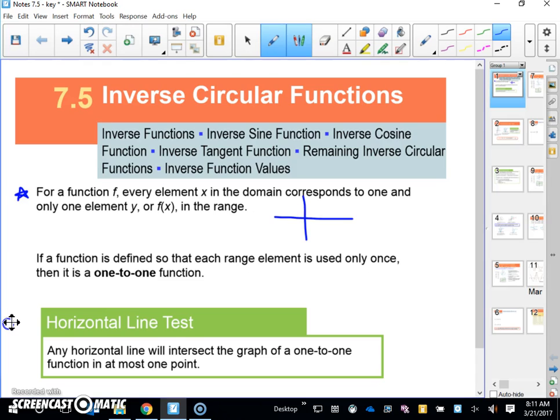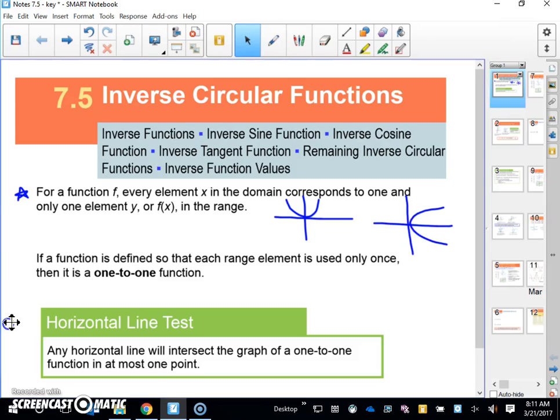Remember in the past, this was a function, but this was not a function. In order to be a function, it had to pass the vertical line test. Okay, so think about that. It had to pass the vertical line test in order to be a function. So from now on, we're just assuming that we're talking about something that is a function, something that does pass the vertical line test.